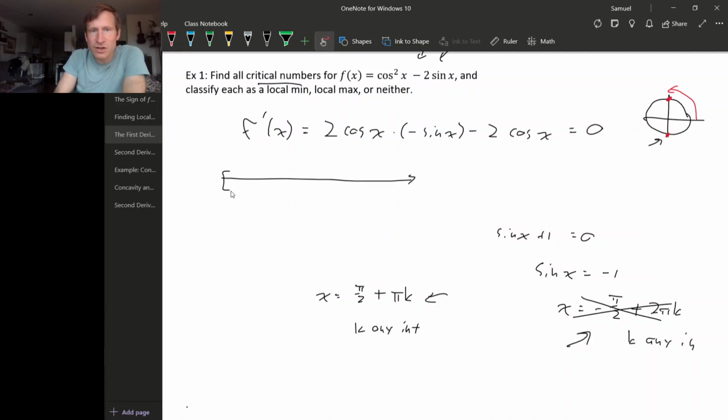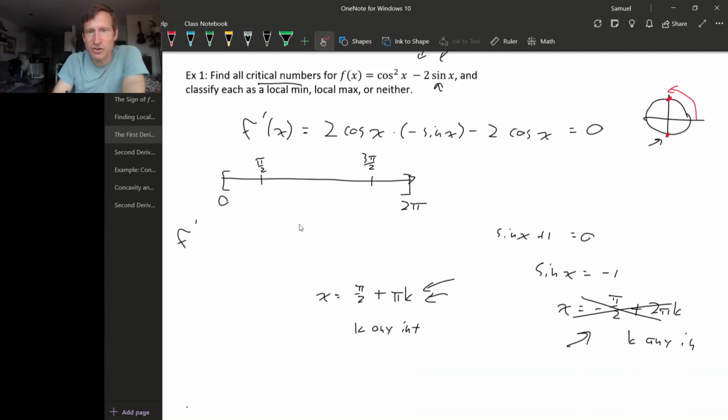And remember, we only need to go from 0 to 2 pi because this function is periodic with period no larger than 2 pi. So as long as we go from 0 to 2 pi, anything outside of this interval will just be a repeated version of what's inside this interval. Okay, so let's plot the critical numbers in this list that are on this interval. So there's pi over 2, which is right here. And then adding pi to that, there's 3 pi over 2, which is over here. And then if we add pi again, we're outside this interval. So there are only 2 critical numbers in this interval.